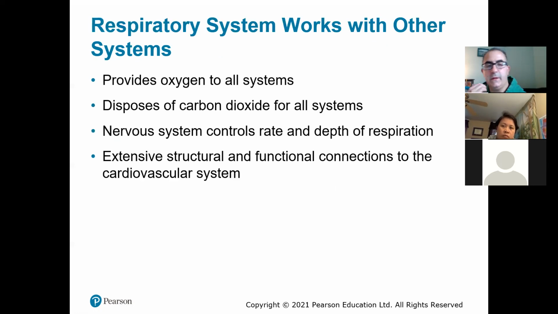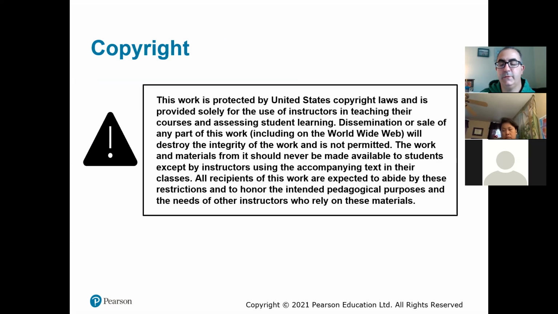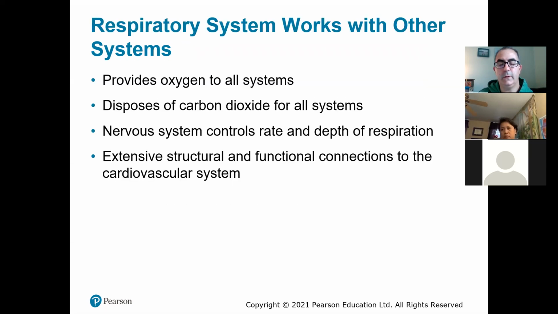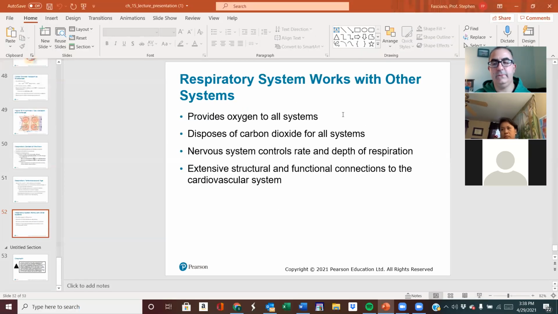And it does work with all the other systems, right? We have to provide oxygen to all the other systems and dispose of carbon dioxide from all the other systems. It's closely linked with the nervous system, obviously, to control the rate and depth of breathing. And it's closely related to the cardiovascular system because that's how we're getting things into and out of our blood and out of our tissues. So are there questions about any of that stuff?